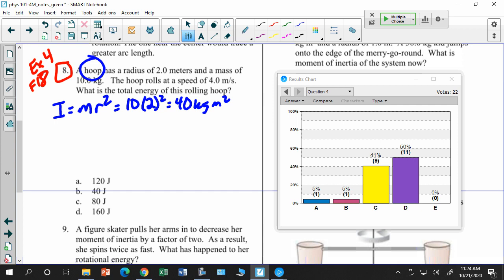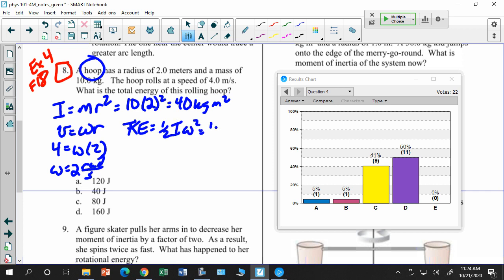Oh, this was more complicated, actually. So the speed is 4 meters per second. I know that v is equal to omega times r. So I say 4 is equal to omega times 2. So omega equals 2 radians per second. Then the rotational kinetic energy is going to be 1/2 I omega squared. That's 1/2 of 40 times 2 squared. That's 20 times 4, or 80 joules.